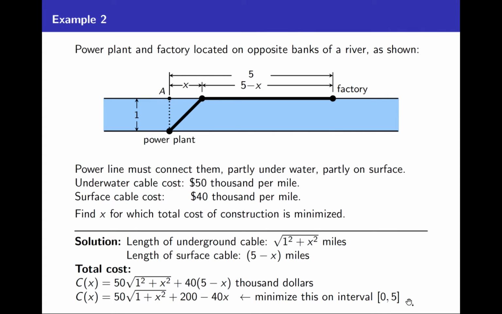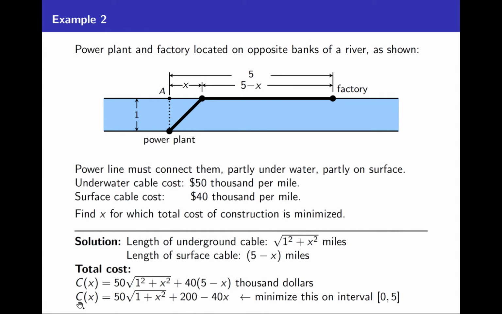Now class, at this point, this completes the creative part of this problem. We've cooked up a cost function and we said we want to minimize it on this interval. From here on out, it looks almost identical to the kinds of problems that we were handed in section 4.3. Here's a function, find its absolute minimum on this interval. So on the next slide, we're going to do that.